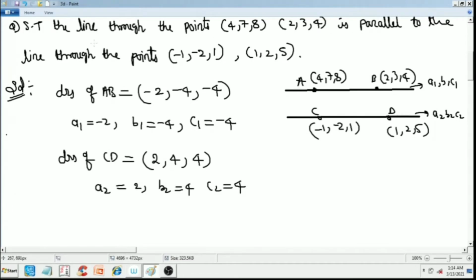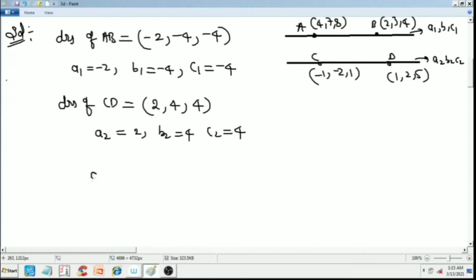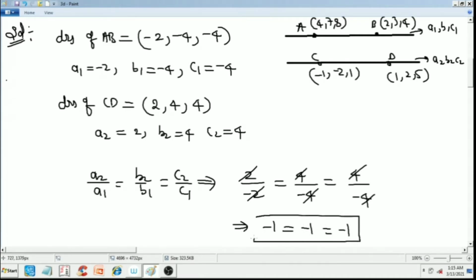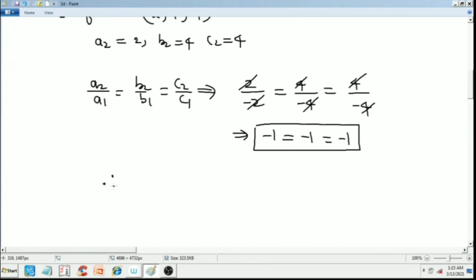Now what is being asked to prove? Parallel to each other. The parallel condition is A2 by A1 is equal to B2 by B1 is equal to C2 by C1. From here, A2 is 2 by A1 which is minus 2, equal to B2 by B1, which is 4 by minus 4, equal to C2 which is 4 by C1 which is minus 4. So 2 and 2 cancel, 4 and 4 cancel, 4 and 4 cancel: minus 1 is equal to minus 1 is equal to minus 1, hence all are equal. Therefore the lines AB and CD are parallel.